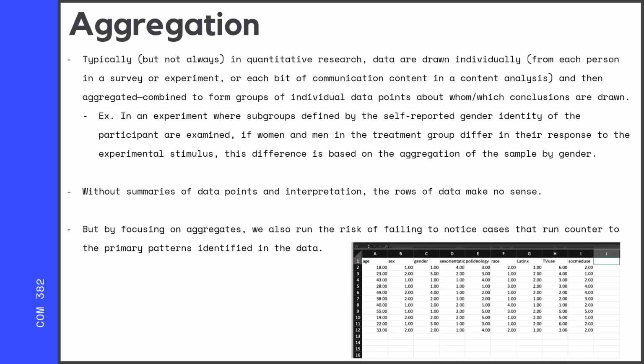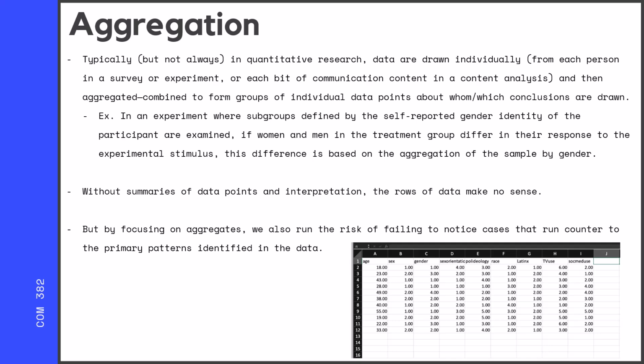Aggregation is another way to understand descriptives. Usually in quantitative research, data are drawn individually. So each person that participates in a survey or in an experiment, we have data about them as an individual. Or in a content analysis, each little piece of communication content. And then when we do statistical analyses, we're not actually that interested in individual answers. We're interested in the aggregate. Aggregation is the combined forms of individual data points about whom or which conclusions are drawn.